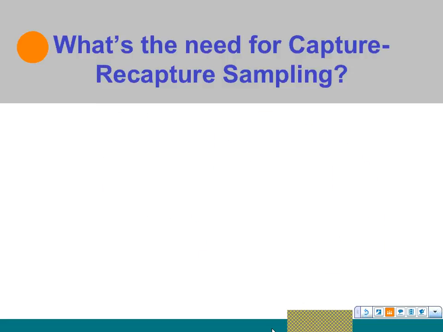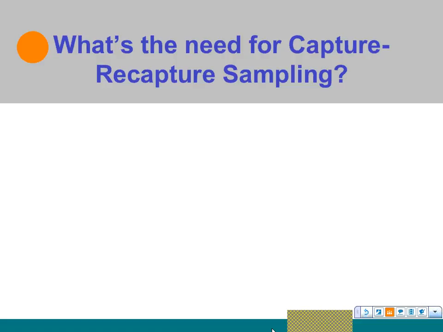So starting, what's needed for capture-recapture sampling? Basically, when we're talking about sampling, we're used to the traditional methods like simple random sample or stratified sampling or cluster sampling or any other methods of sampling. The difference with capture-recapture sampling is that in the previous ones, you always know the size of the population, and you take a sample from this population.